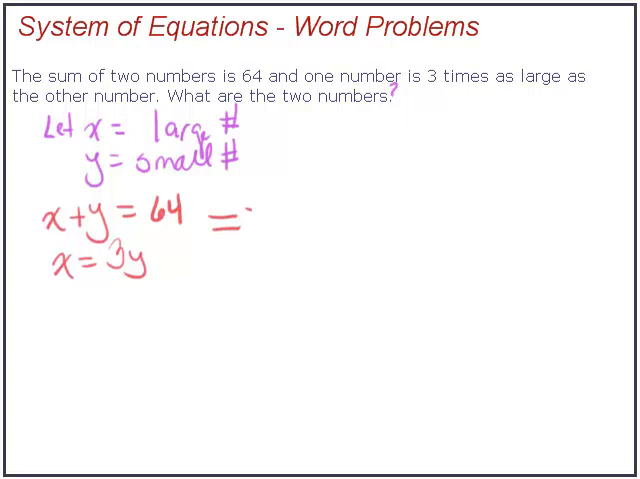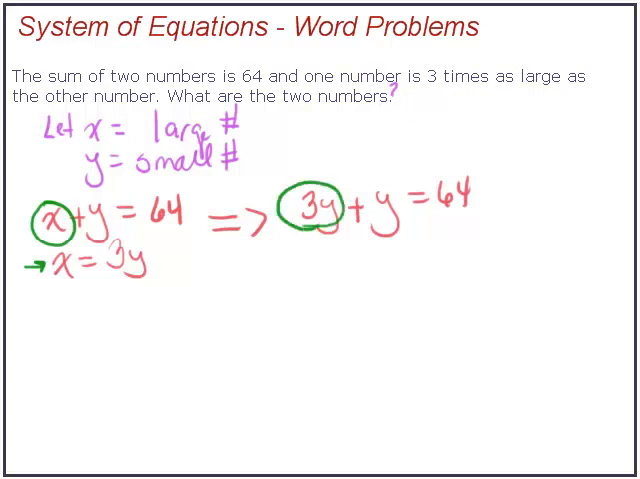So now we are just going to do a simple substitution. So for x in this first equation, we are going to put in 3y. So we're going to say 3y plus y equals 64. For this x, we put in this value right here. So we just substituted in. All right, continuing on to solve this, 3y and y is 4y. 4y equals 64. Divide both sides by 4. y is 16. So our small number is 16.